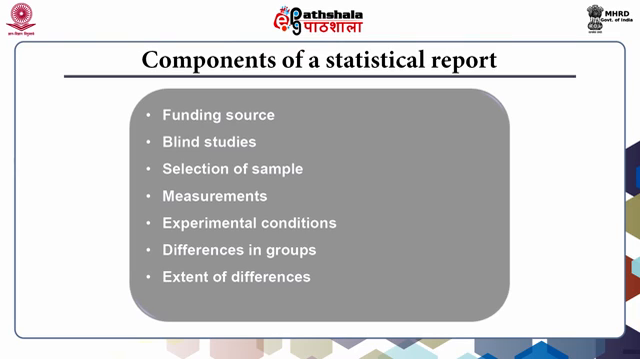Measurements. We want to precisely define what we want to measure, why we want to measure it and how to measure it. Experimental conditions. This can help us see if there was any bias in the measurement process. Differences in groups being compared. This is the key in the difference between observational studies and randomized experiments.